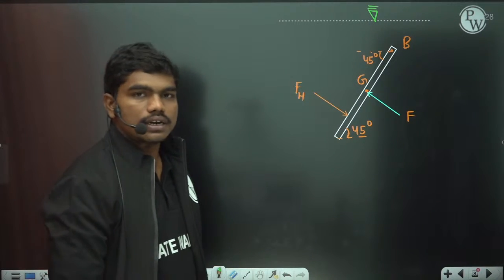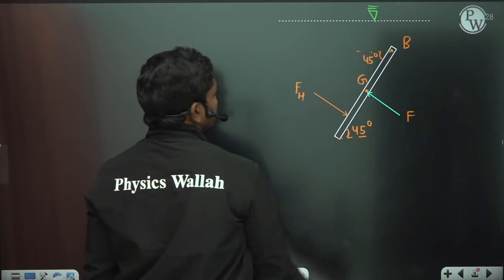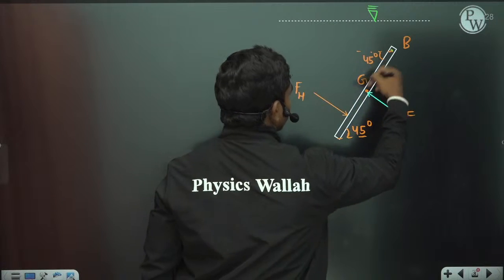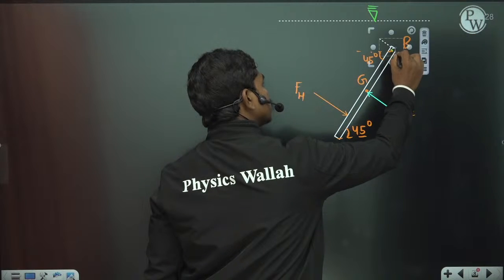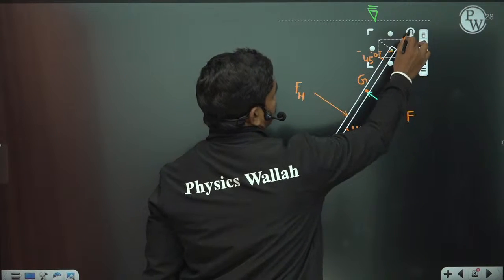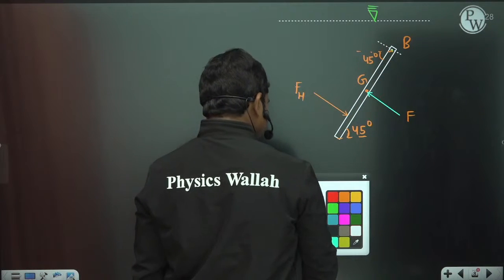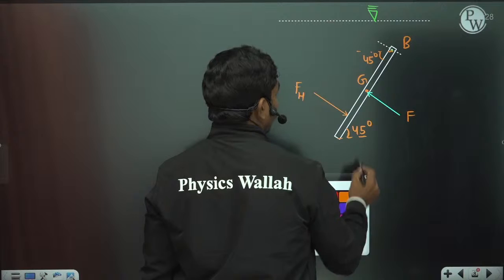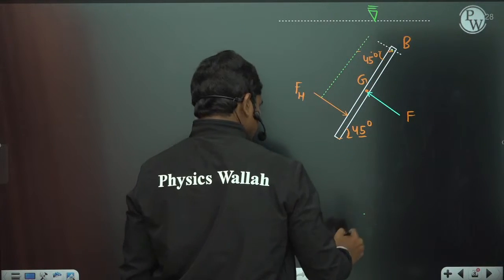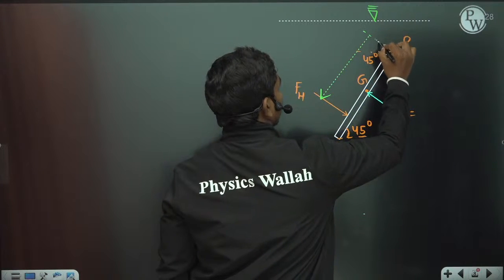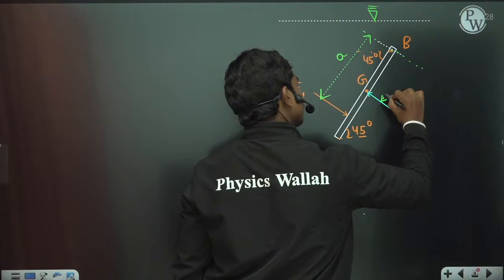Now let us first understand the physics. If this is the point of rotation, let us suppose I take some line passing through this, normal to the plate, perpendicular to the plate. Let us suppose I know this length as A, and this other length, let us suppose, is B.